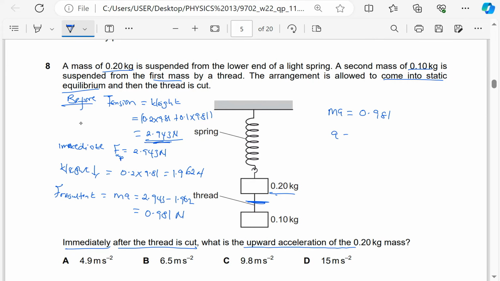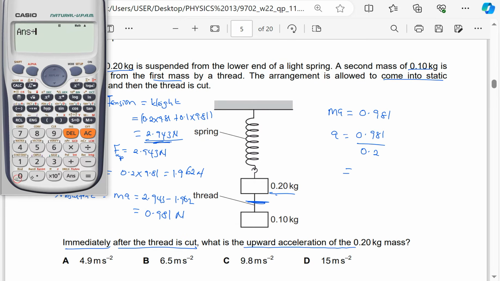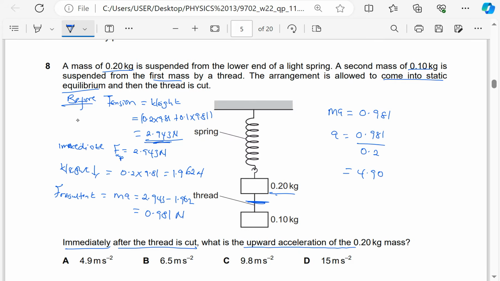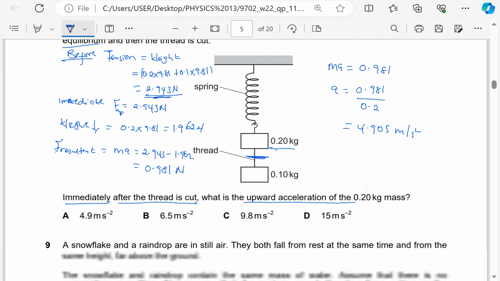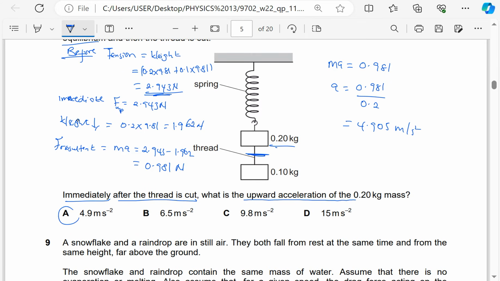So the acceleration is going to be 0.981 divided by 0.2. So divide by 0.2, I think that is 4.905 meters per second squared. So this means my answer is going to be A.